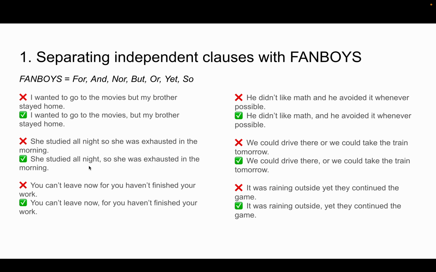Again, same example here with the conjunction so. She studied all night, so she was exhausted in the morning. Here, she studied all night is an independent clause. She was exhausted in the morning is an independent clause that we're trying to combine with this word so. And so the comma here goes before the conjunction, and this is the right way to do it.